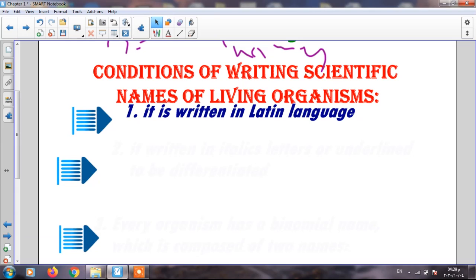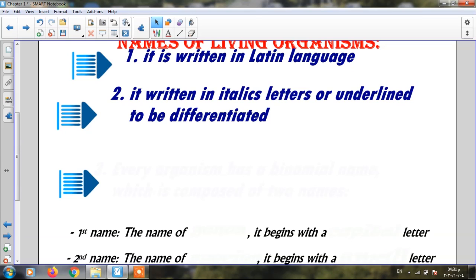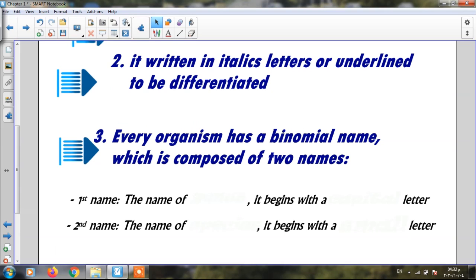Condition number two, it is written in italic. It is written in italic letters or the words of genus and species are underlined to be differentiated from other living organisms. Condition number three, every organism has a binomial name which is composed of two names. As we said before, the first name represents the genus and it begins with a capital letter, and the second name represents the species and it begins with a small letter.